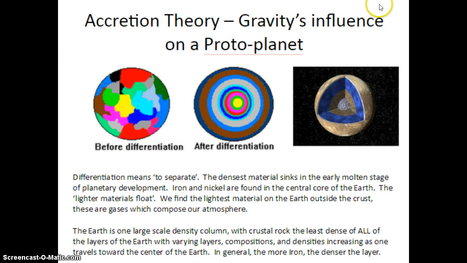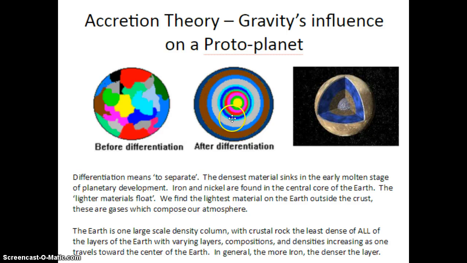So gravity's influence on a proto-planet. Differentiation means to separate. So we've got this cluster of a bunch of different debris and material. Well, notice after differentiation takes place, this differentiated body here, the densest material, typically the iron-bearing minerals, find themselves sinking into the core. Remember, in the earliest phases of the Earth, it was in a molten state. Therefore, it was igneous and liquid.